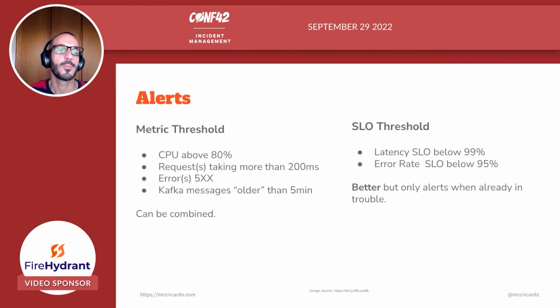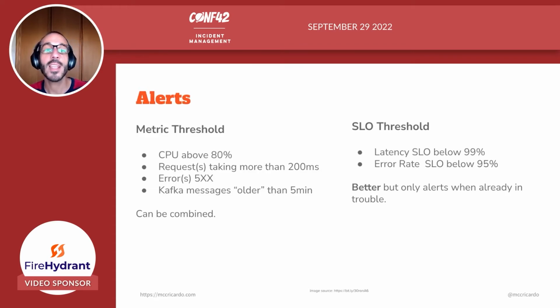So we come to alerts. So if we think about the traditional alerting methods, we usually use metric thresholds, right? So we define some kind of threshold, and if something goes above that threshold, we need to trigger an alert so that someone can investigate and see if everything is okay. So here are just a couple of examples. If a CPU goes above 80%, if a certain number of requests is taking more than 200 milliseconds, if we have X amount of 500 responses, we just trigger an alert and someone needs to investigate what's going on.